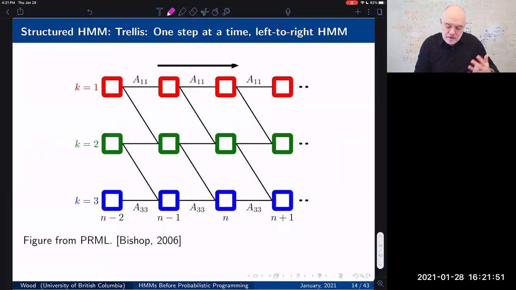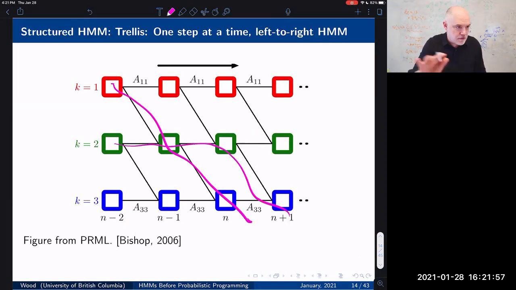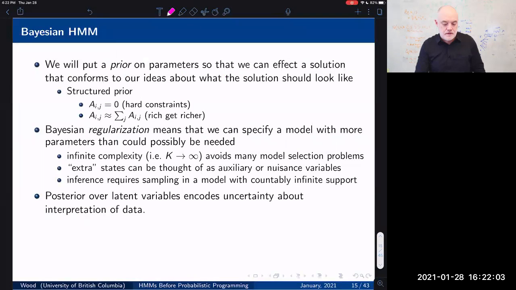Structured HMM looks like this in the trellis form. Basically, you can only transition in this direction. You can't ever transition back. Okay? All the other edges are 0. We're going to go a little bit further. So this is like HMM, structured HMM, explicit duration HMM, so on and so forth.